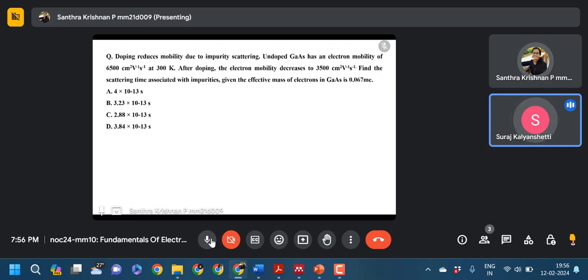Doping reduces mobility due to impurity scattering. Undoped gallium arsenide has an electron mobility of this much at 300 Kelvin. After doping, the electron mobility decreases to this much. Find the scattering time associated with the impurities, given the effective mass of electron is this much. I think there's an equation directly for this also. Let me search at least the equation. I'm not solving it. You want the scattering time due to impurities.